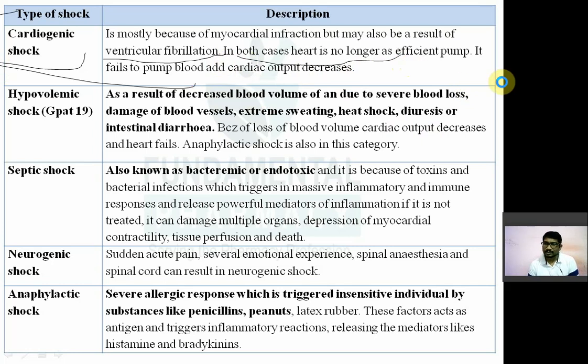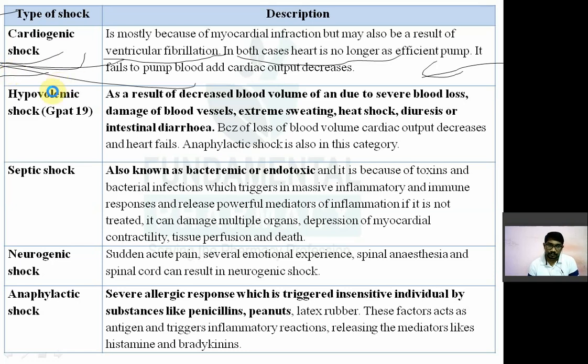The heart cannot pump blood, it pumps insufficient blood. So there is a decrease in the cardiac output. So in cardiogenic shock, you have to use positive inotropic drugs and positive chronotropic drugs like digitalis, then adrenaline, etc. In case of cardiogenic shock, noradrenaline, isoprenaline is the drug of choice. Isoprenaline is the drug of choice.